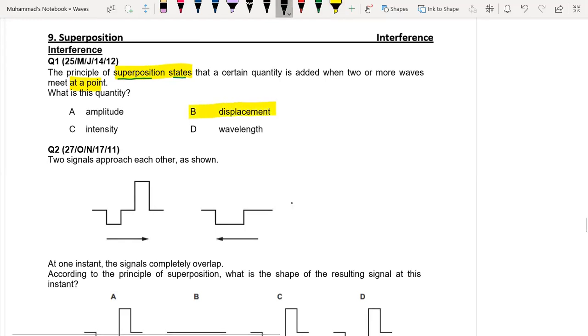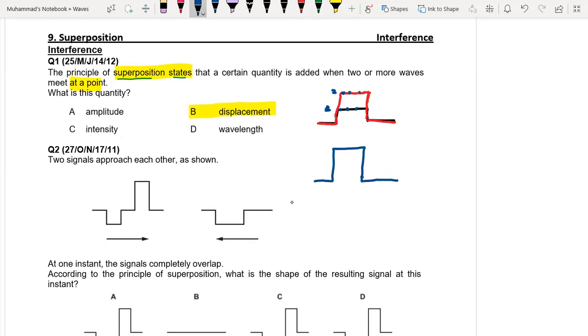Okay. So when two waves meet at a point, for example, this is one wave, and this is another wave. If I draw it with red color, then the resultant displacement will be the sum of individual displacements. Let's say this is 1 unit and this is 2. So at this point, the resultant displacement will be 3, and 3. So if I draw the resultant wave, then it will look like this.